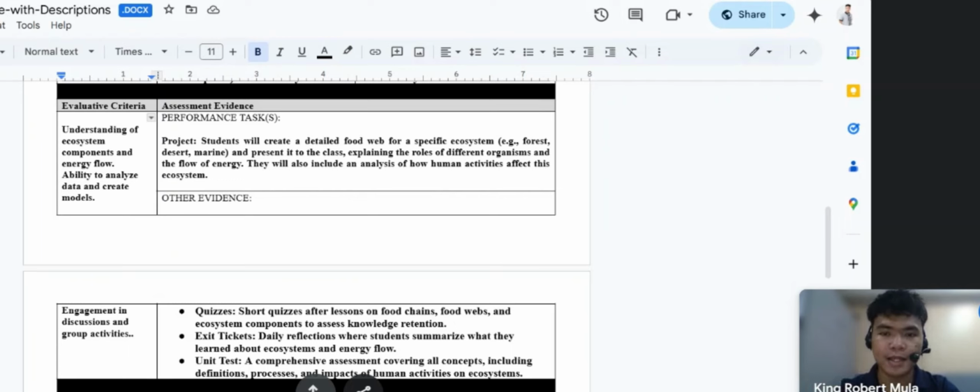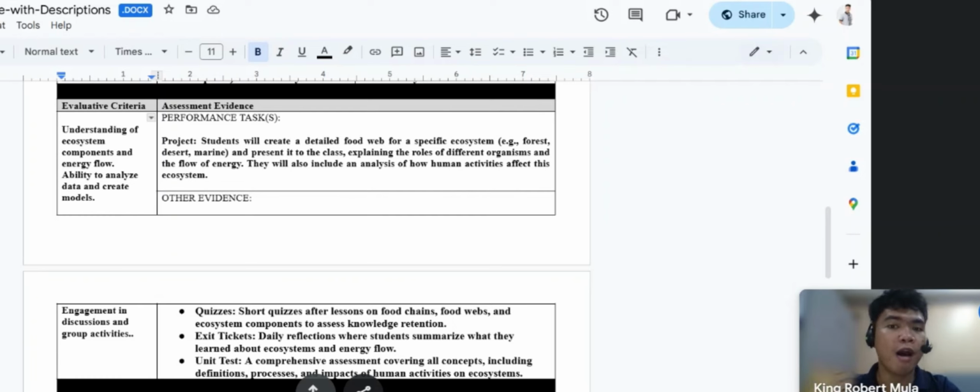Let's start with the performance tasks. The performance tasks serve as a culmination of students' learning. In this unit, students will create a detailed food web for a specific ecosystem and present it to the class. This project not only showcases their understanding of energy flow, but also encourages them to think critically about the effects of human activities on the ecosystem.